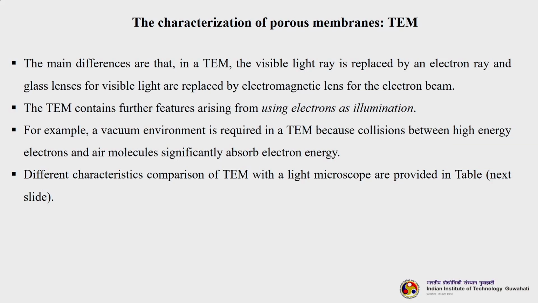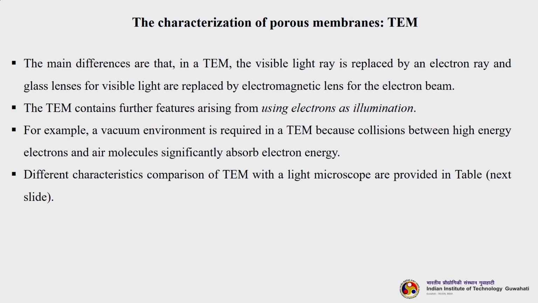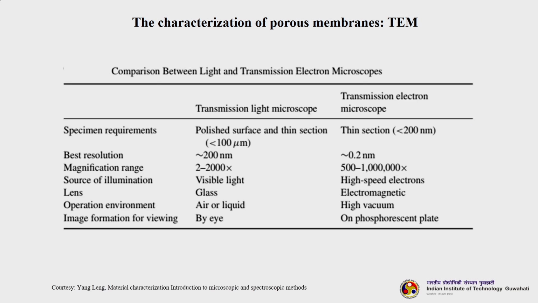This is because collisions between high energy electrons and air molecules significantly absorb electron energy. So, if there is no vacuum, the electrons in a highly excited state will collide with each other and with the air molecules, and they will absorb the energy. That is not good, because a lot of energy will be lost, and eventually you will not get the particular image we are supposed to get. Different characteristics of TEM compared with a light microscope are provided, so let us look at this table.